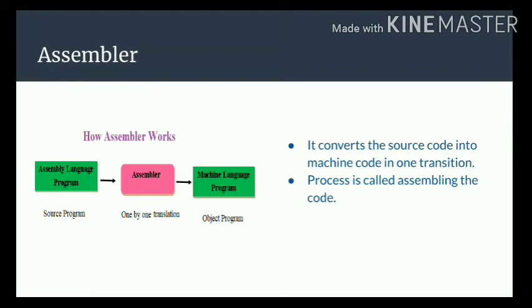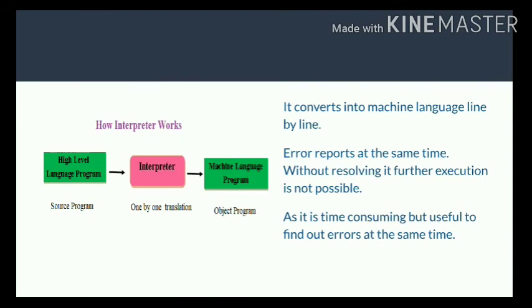And next is the interpreter. The interpreter converts the language line by line. If any error occurs, it reports it at the same time, and if that error is not resolved then, it will not execute further. Firstly the error has to be resolved, then the further execution will occur. This process can be time consuming if the program is large, but it is useful to find errors at the same time.